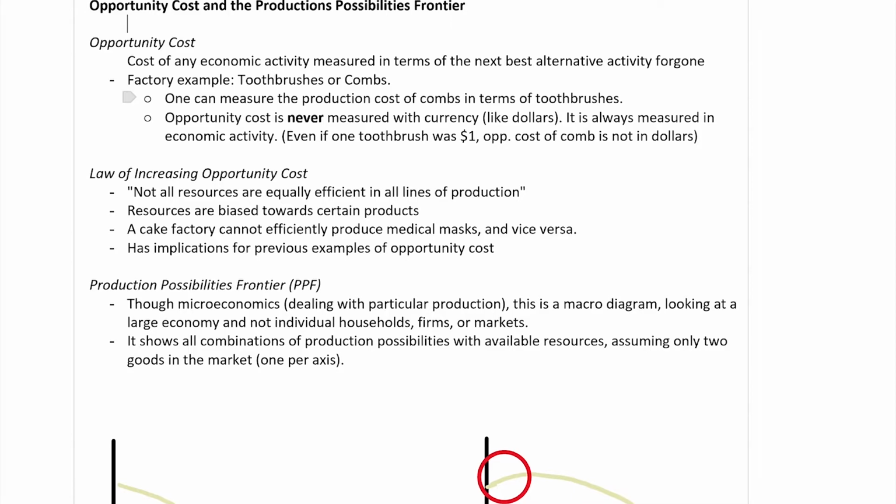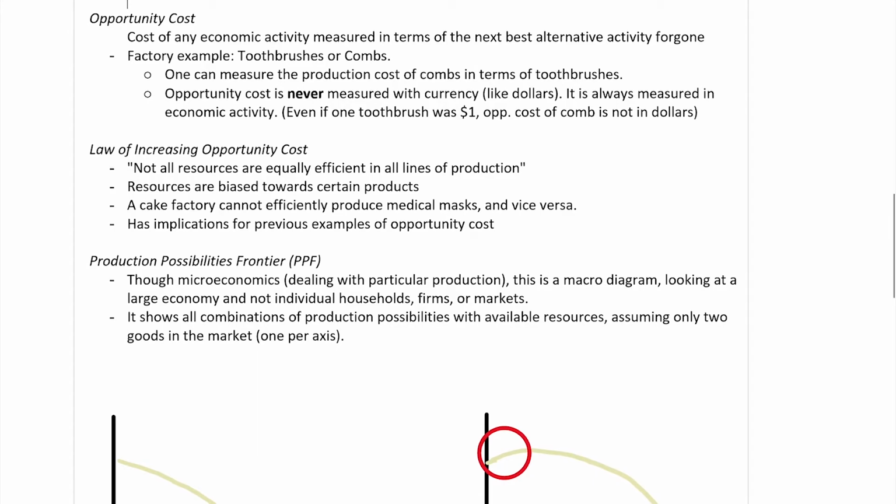So it sounds simple, but make sure that you never ever measure opportunity cost in terms of a currency like dollars. Even if one toothbrush was $1, the opportunity cost of one comb, you can't measure that in dollars. You have to measure it in toothbrushes.